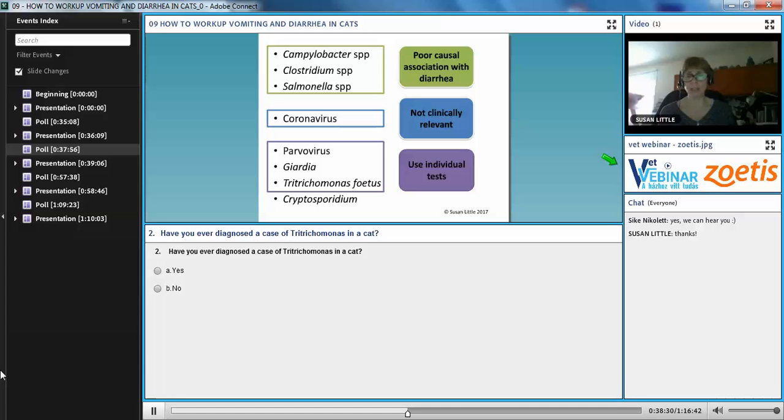Some surveys have suggested that 25–30% or more of pedigreed cats will have this parasite. They don't all have clinical signs. There are subclinical carriers, but it is a cause of chronic, especially large bowel-like diarrhea in cats, especially pedigreed cats.